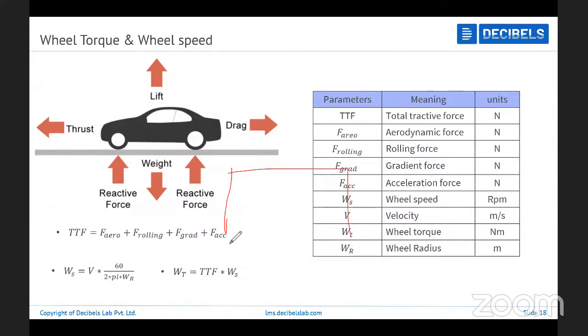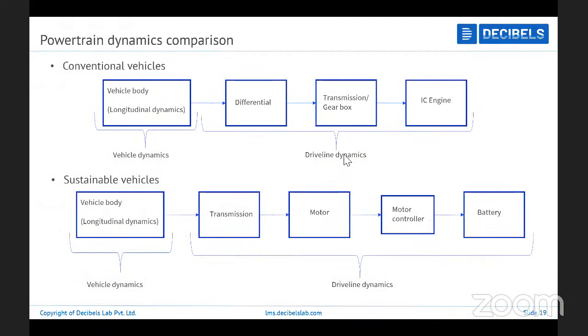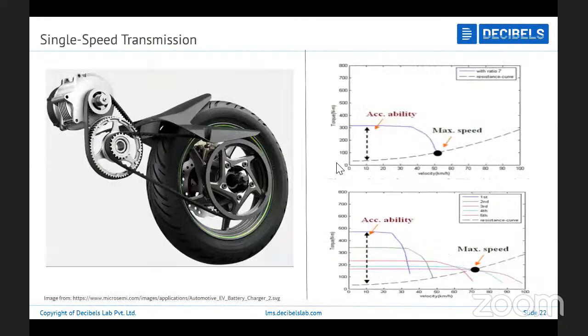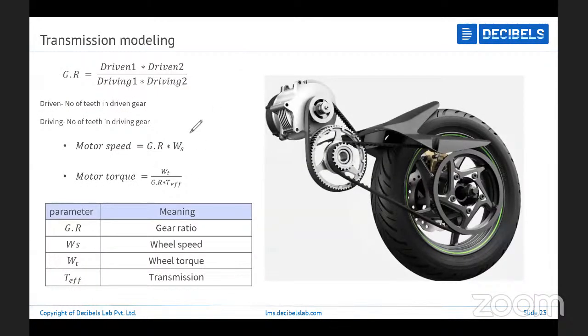So for now, we know what is required at the vehicle side, that is wheel torque and the wheel speed. Now we'll be moving into the transmission side. Modeling the transmission and sizing the exact gear ratios required is a completely different topic. So I'm going to consider some gear ratio of a known vehicle, multiplying it with the wheel speed so that I can get the motor speed.